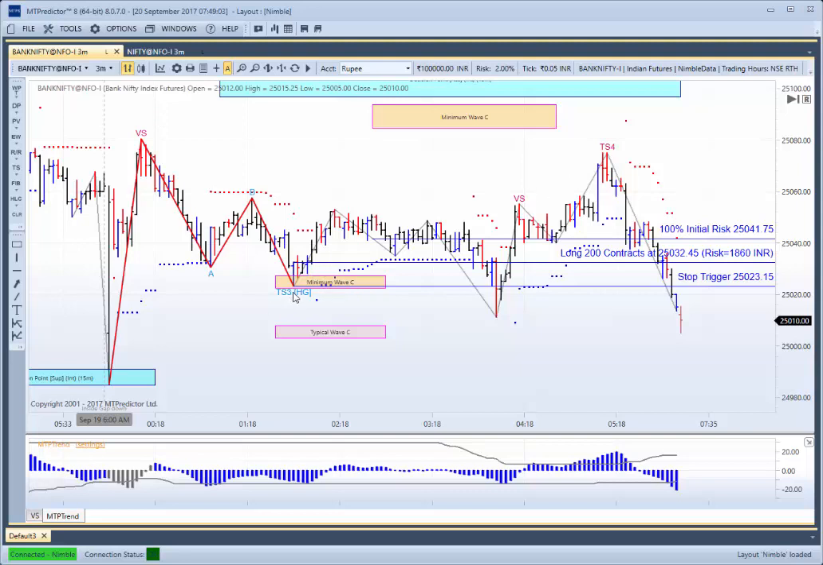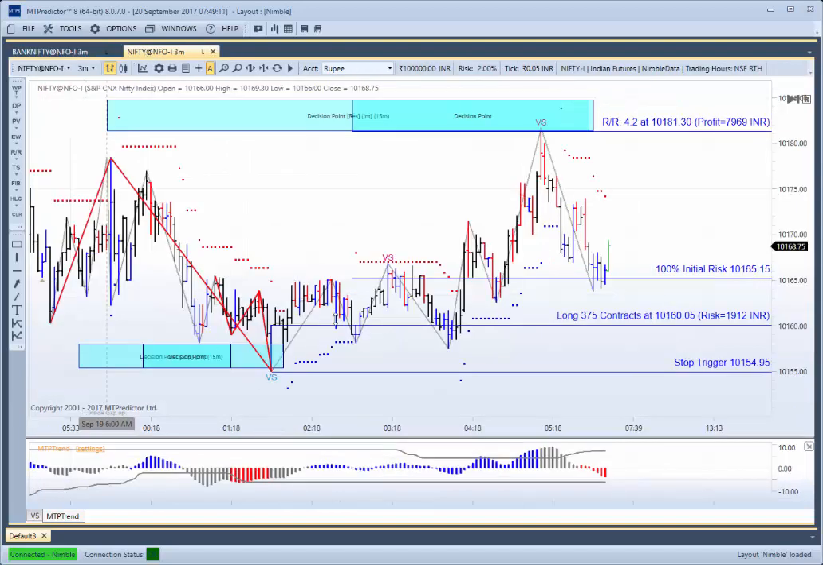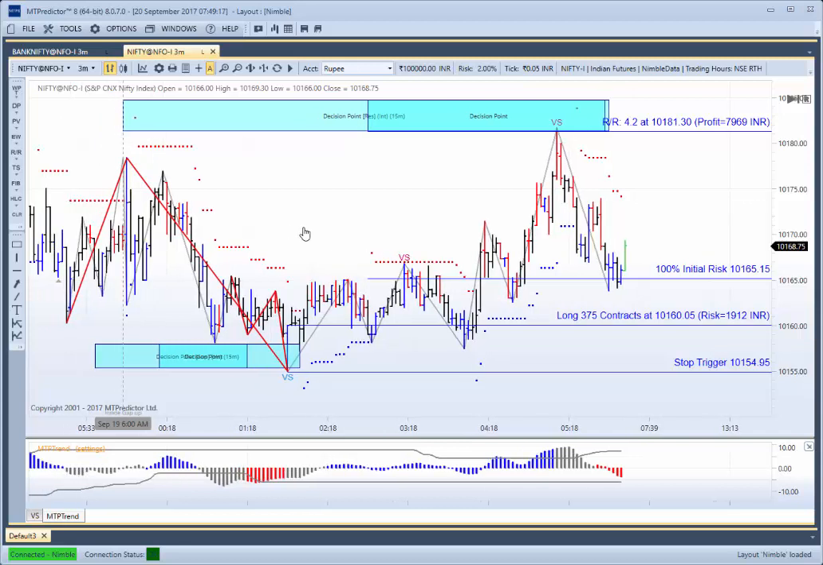So in this case, this trade didn't unfold as anticipated. May well have been a break-even trade, or at the very worst a -1R loss. The Nifty unfolded absolutely perfectly and would have resulted in a plus 4.2R profit. So overall, a very good day for MTPredictor on the Indian markets, the Bank Nifty, and in particular the Nifty on the 3-minute charts earlier today.